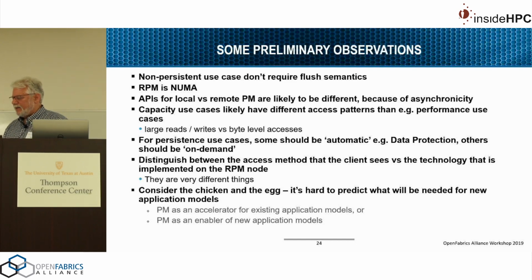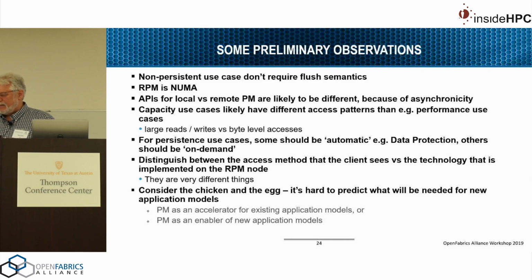Capacity use case likely to have different access patterns versus the performance use case. So again, I mentioned this before, are you doing large data writes, data reads, or are you doing small byte accesses? For persistence use cases, there are some that should be automatic, I just mentioned that, and some that are under control of the application, so on demand. You might want to say, I'd like to have this pushed to persistence now.